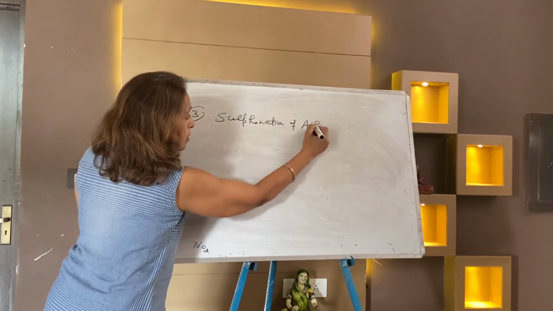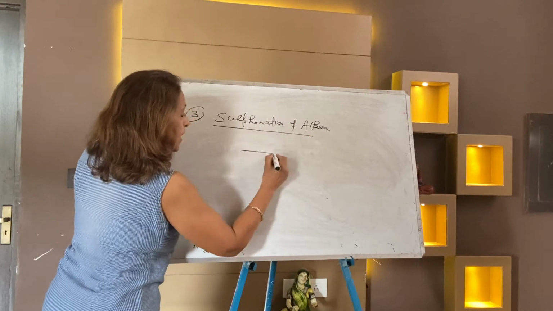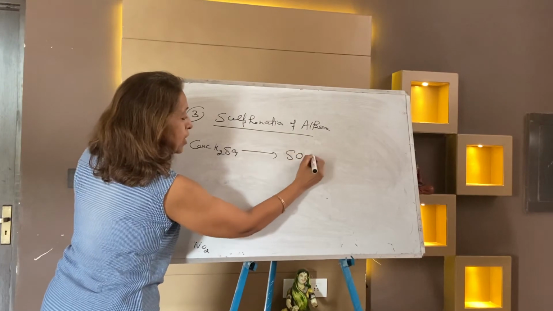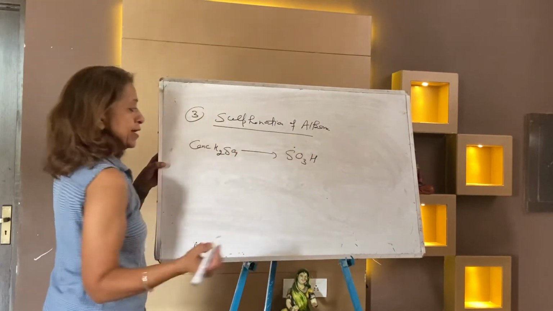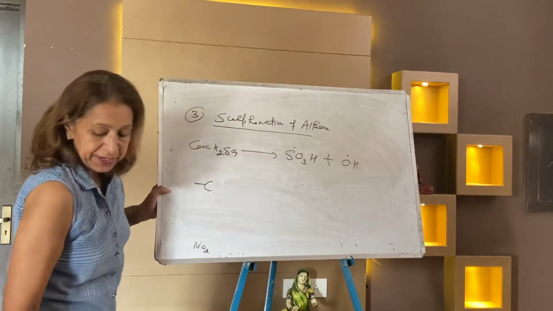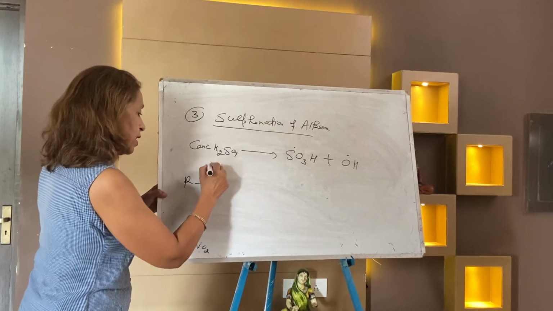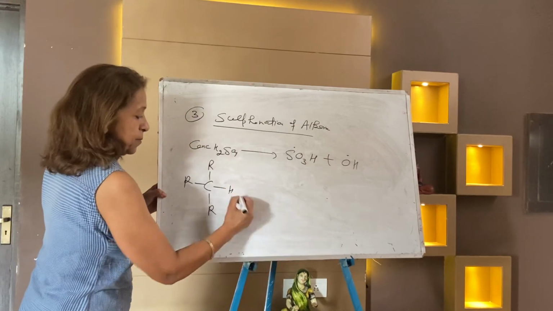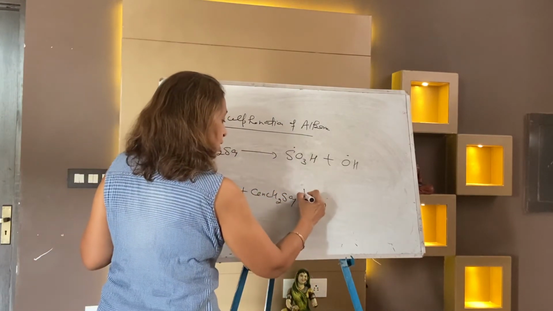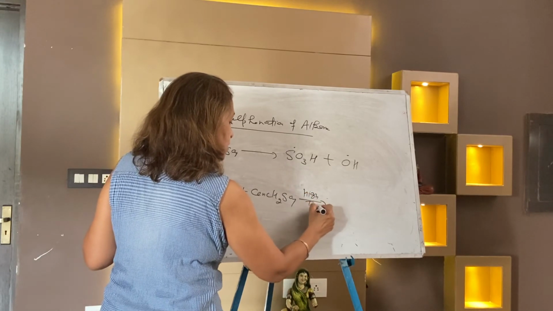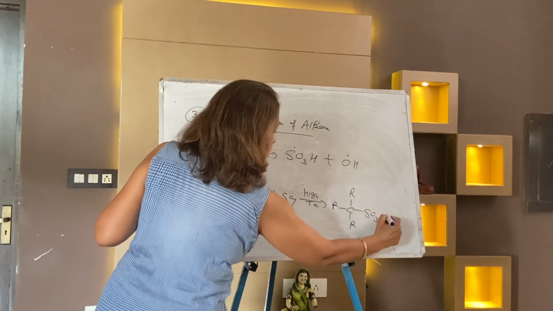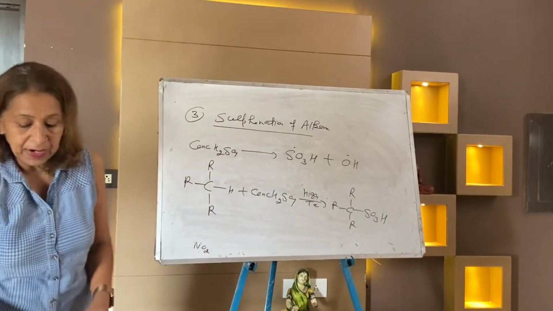Sulfonation of alkane: the SO3H radical forms from concentrated sulfuric acid, SO3H radical plus OH radical. Now if you do sulfonation, I am taking the example of a tertiary alkane plus concentrated sulfuric acid at a very high temperature. Write down high temperature, and the answer is the tertiary carbon bearing SO3H. So it is sulfonation of alkane.